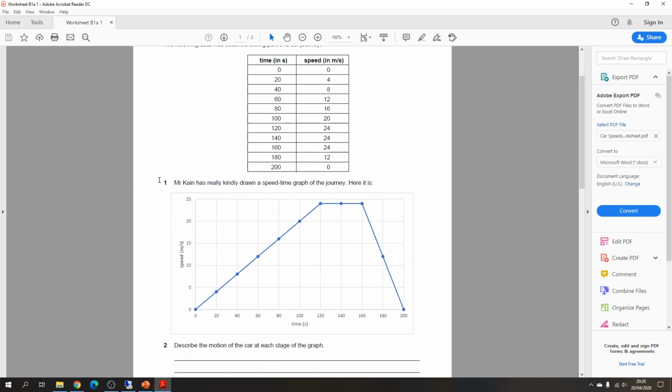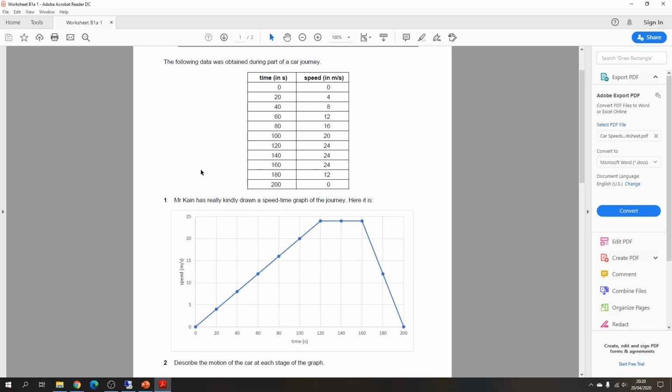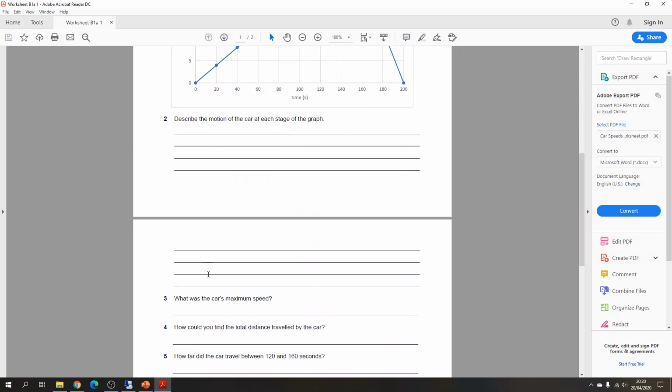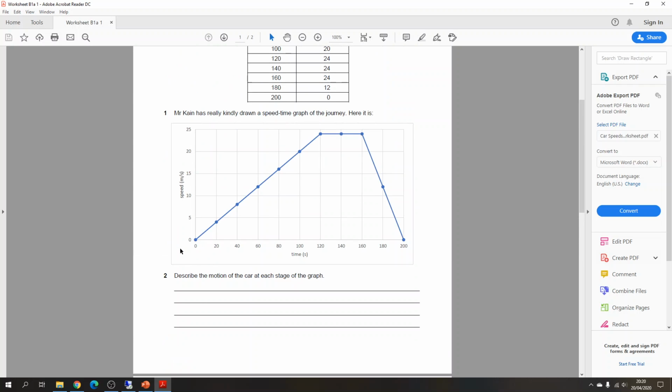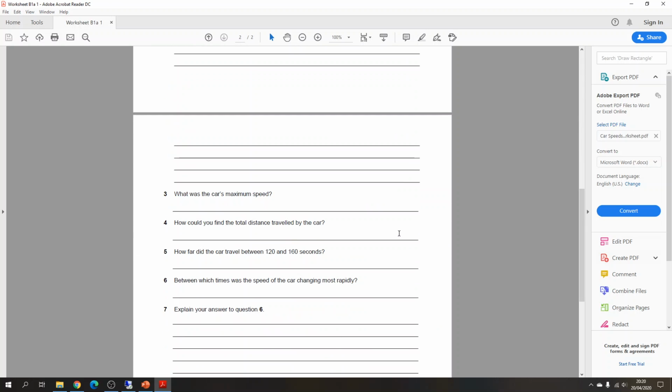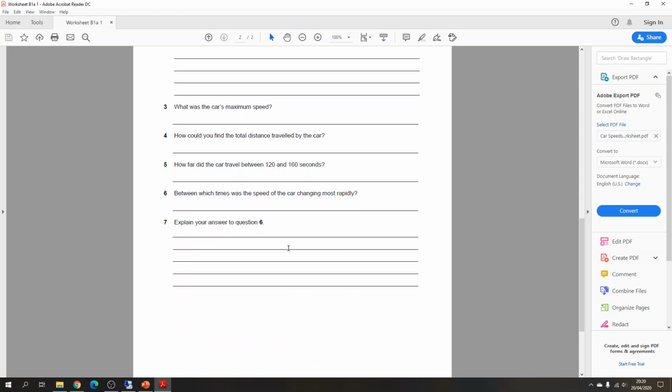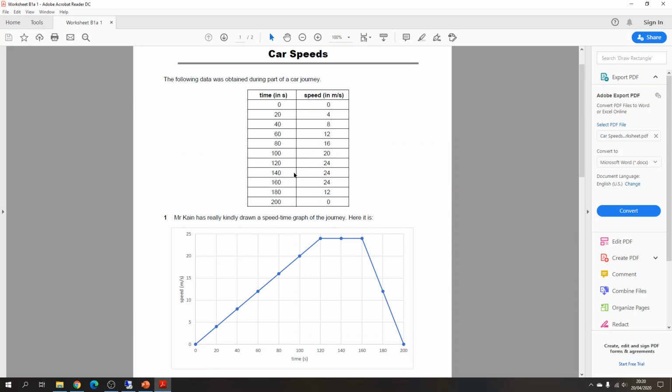Originally you would have had to draw a speed time graph. I know probably you don't have any graph paper, or not many of you probably will. So because I'm really kind, I've drawn this speed time graph of this car journey on here. So all you need to do is answer the questions. For question 2, describe the motion of the car at each stage of the graph. I want you to say what's happening between this point here and this point here, what's happening in this section, and then what's happening in this section here. The other ones you should be able to answer using this graph.